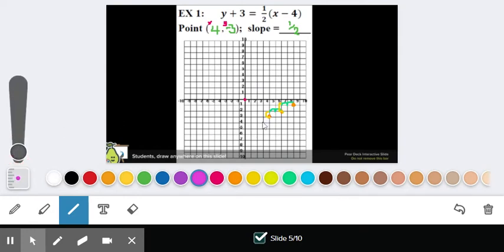Okay, here we go. So I am going to go ahead and draw my line in. It goes through all of my dots. And I can even, if I want to be fancy, put some arrows on it because lines do go on forever and ever in both directions. Okay, so that is our example 1.